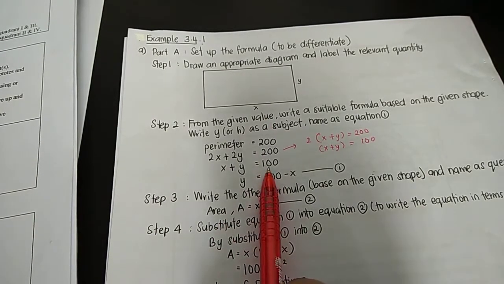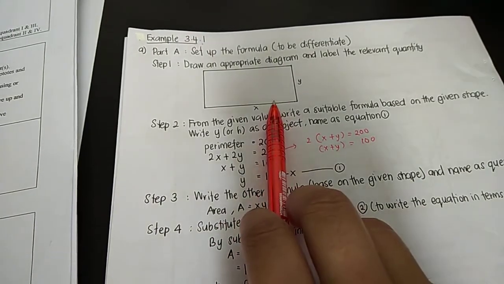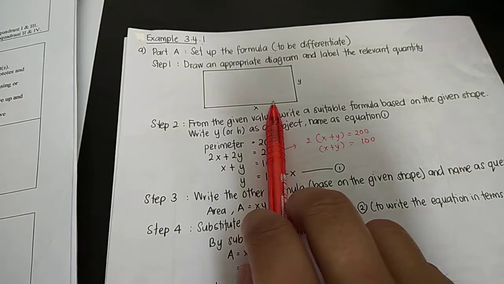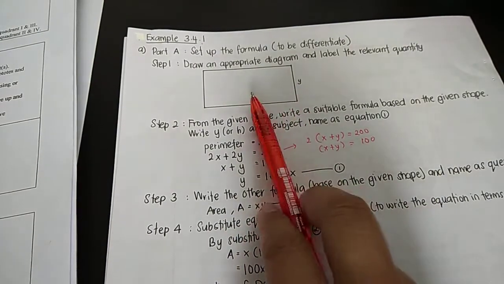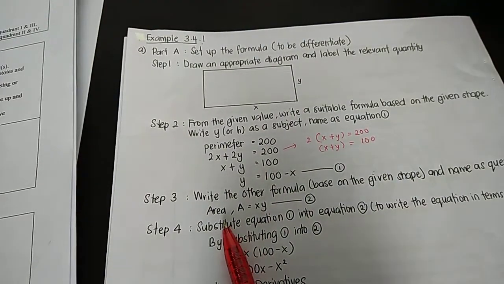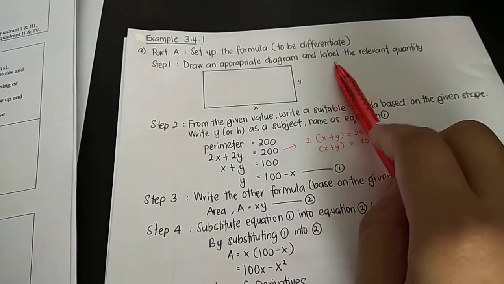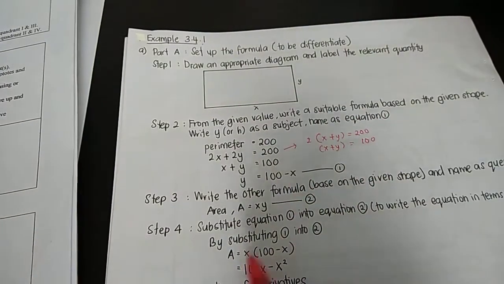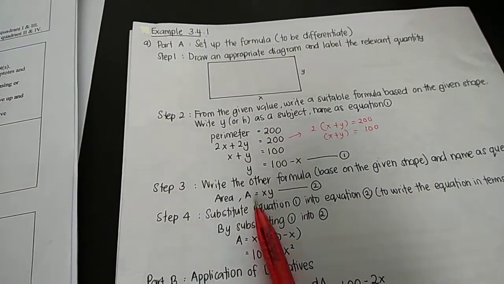Sebab awak dah ada yang ni. Okay, so benda apa yang awak boleh relate dengan diagram awak ni? Okay, jangan cakap volume. So volume awak kena ada 3D, sekarang ni 2D je. So boleh cakap dia melibatkan area lah. So area senang lah, panjang kali lebar, which is x times y. So A dia adalah X times Y.